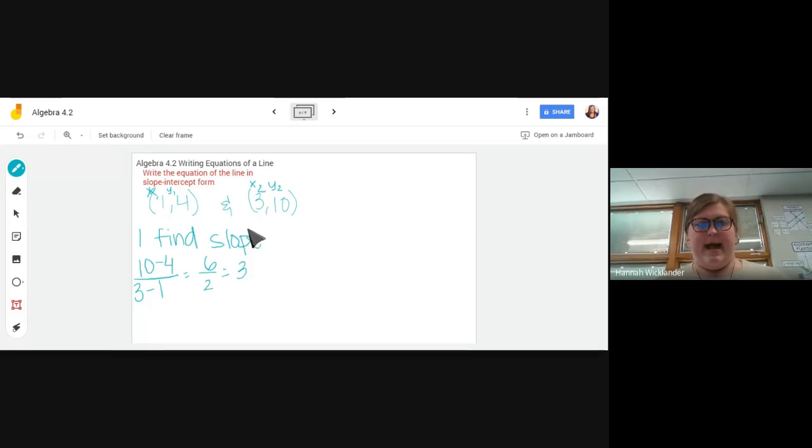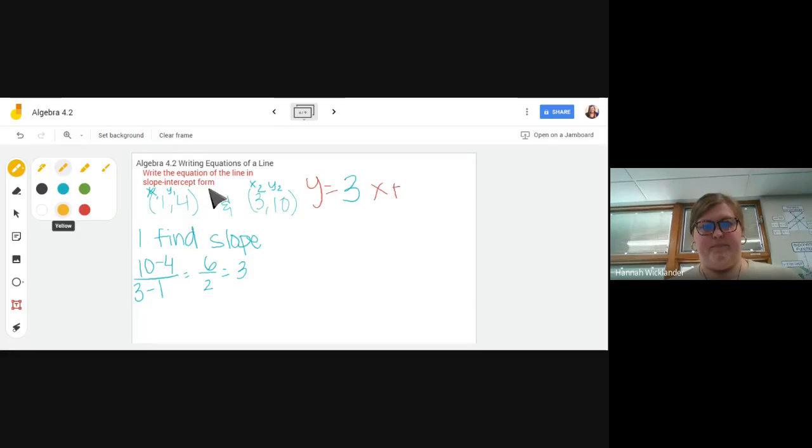So what I'm going to do now is put that into my equation. My equation doesn't have anything in it yet, so it'll look a little like this. I have my slope, which goes in front of the x, so I'm going to plug that in. Now I'm missing b. So I'm going to solve for b by plugging in an ordered pair into this equation.